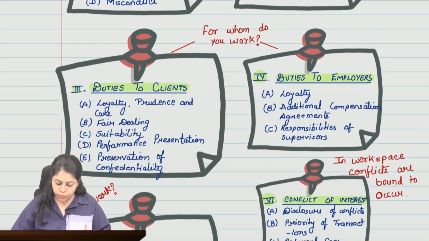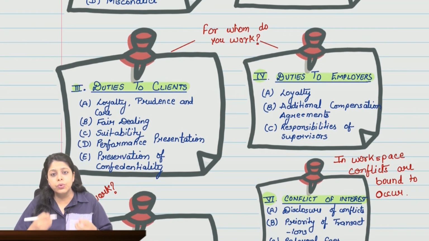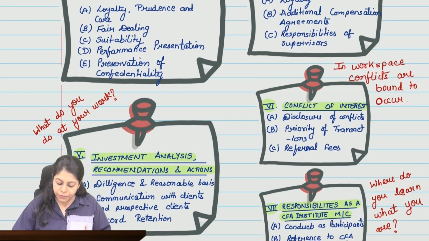Now once we know what we are, where we work, and who we work for, the next thing we need to know is what do we do at our work, what is our job profile? Investment analysis, recommendations and actions. Exactly. So this is the 5th standard, investment analysis, recommendations and actions. Basically your job profile, the work that you will do after finishing your CFA, is the 5th standard.